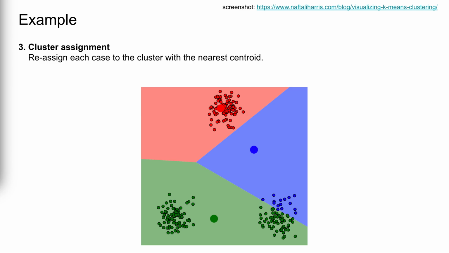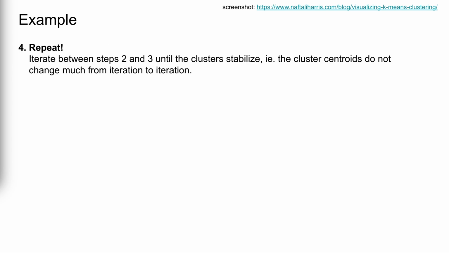Thus, in step 3, we reassign each case to the cluster with the nearest centroid. At this point, it seems that we've successfully identified the red cluster at the top, but we still have some goofy clusters on the bottom. Which brings us to step 4, which is to repeat. That is, we'll iterate between steps 2 and 3 until the clusters stabilize. That is, the cluster centroids don't change much from iteration to iteration.